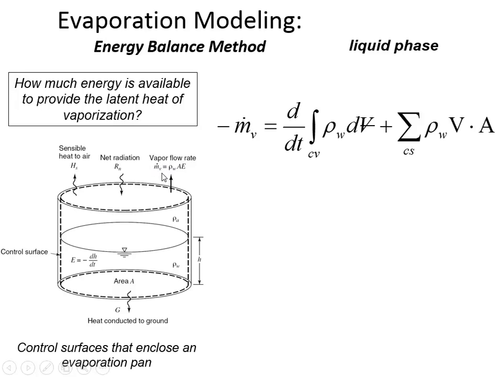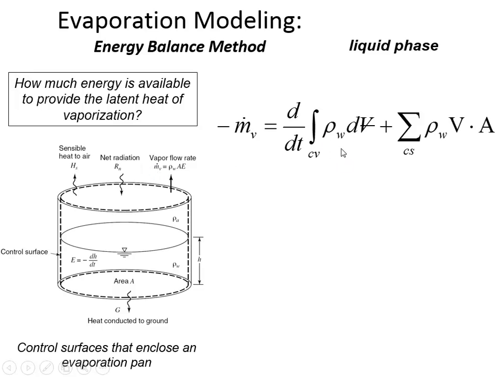So m dot v here is meant to represent the mass of air that's lost due to evaporation. And so if you knew E, which is the evaporation rate in maybe millimeters per day, and you know the area of the surface and the density of the water, then you can come up with the mass flow rate of air due to vaporization.